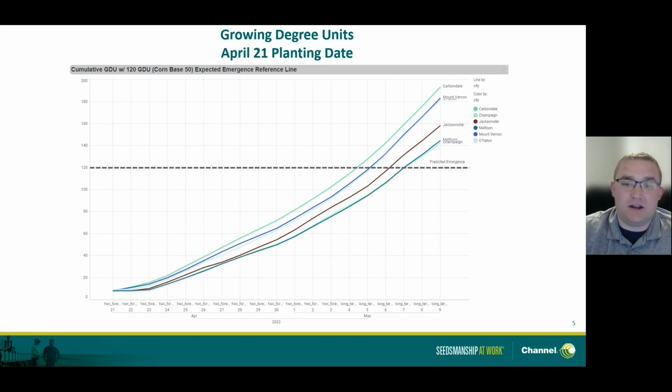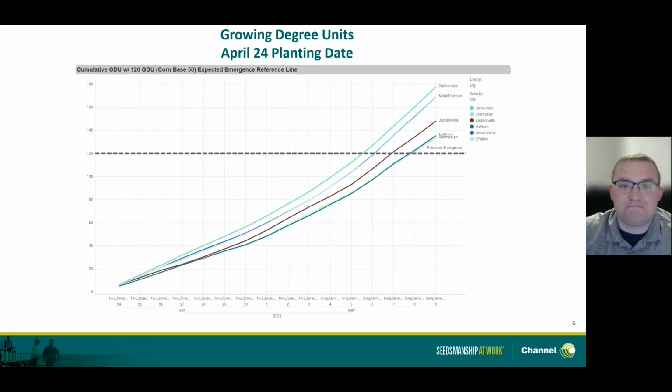So it's stretching out, taking a little bit longer to accumulate growing degree units as we look at our forecast over the next 7 to 10 days, which is not real favorable for racking up growing degree units. And as I mentioned, I'm going to show a chart here in a second. Theoretically, April 24th, so 5 days from now, we're still out May 5th, out into May 7th, May 8th, expected emergence from an April 24th planting date.